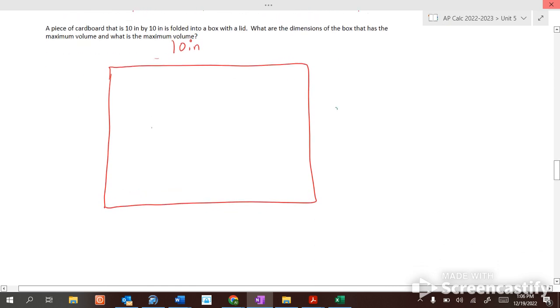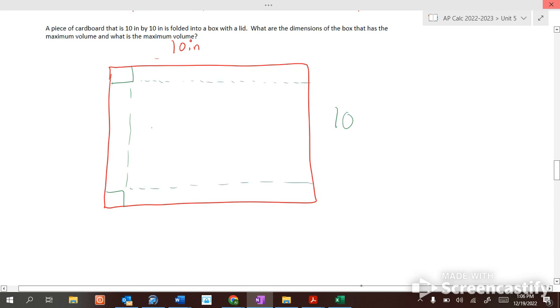A piece of cardboard is 10 by 10. What are the dimensions of the box that has the maximum volume, and what is the maximum volume? So it's a box with a lid. So you're going to basically cut off a corner here, and fold up this side. Okay, so that makes the side of the box. So you're going to have to do that along this side as well.